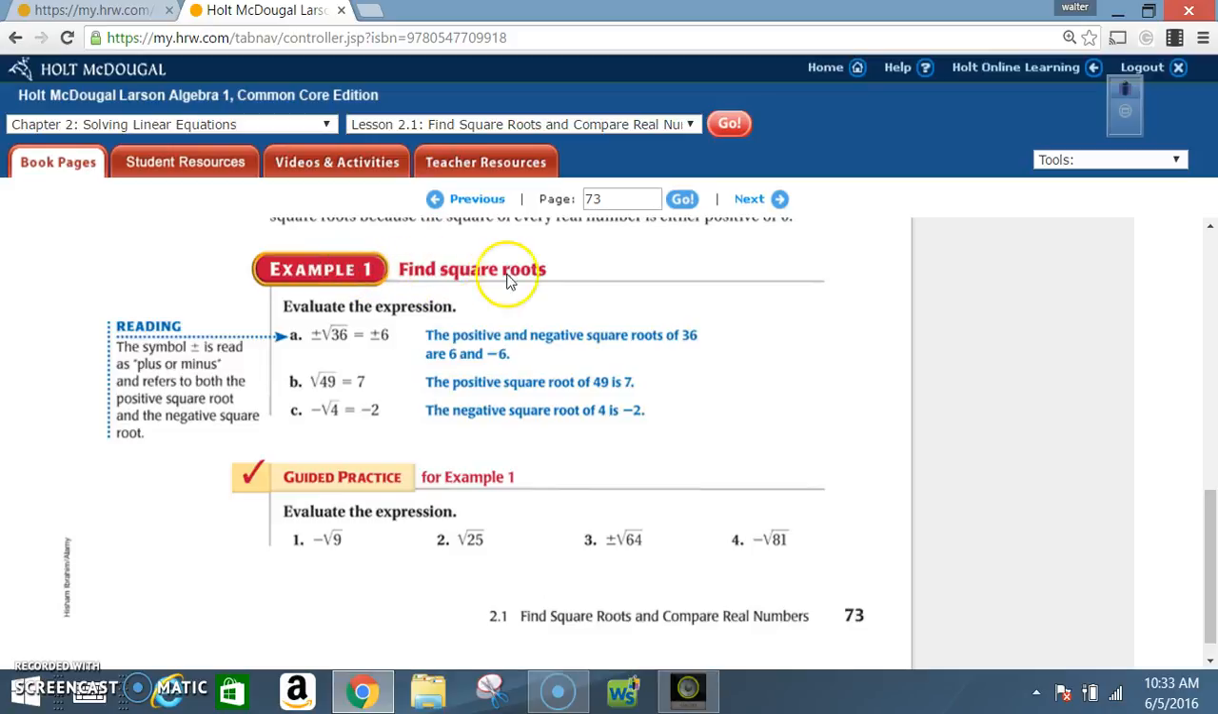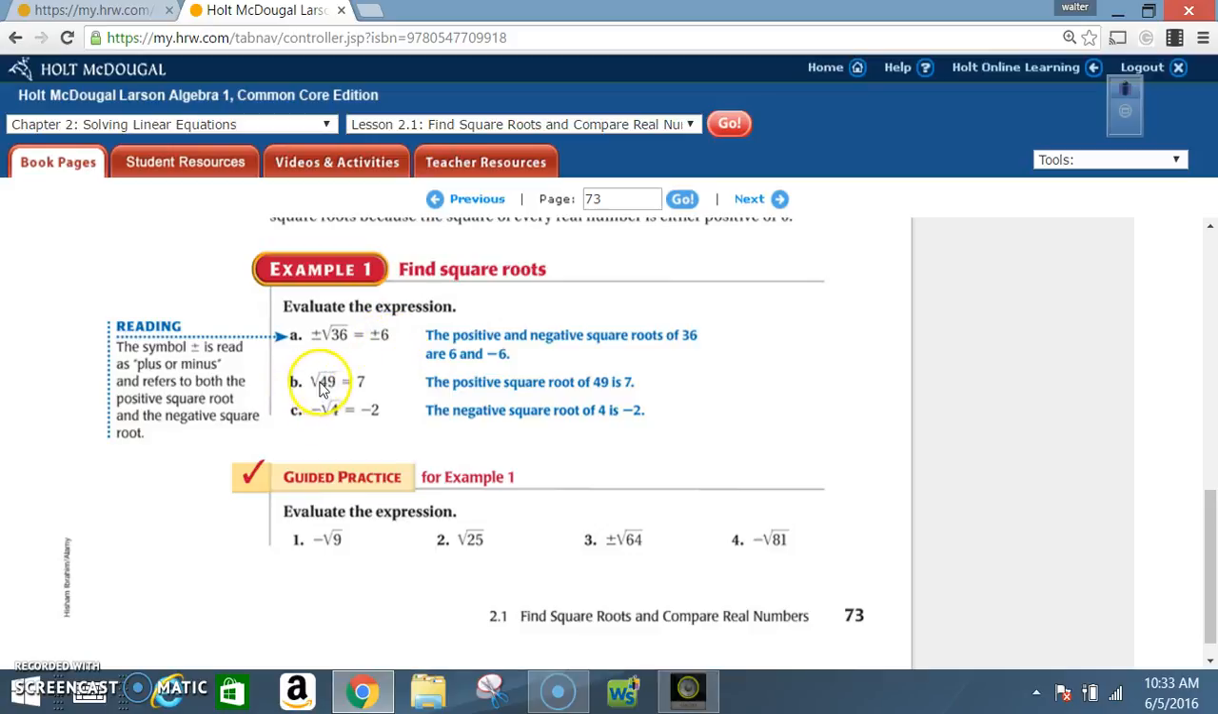Example 1. Find square roots. Evaluate the expression. A. Plus or minus, that's how that symbol is read, the square root of 36. The positive and negative square roots of 36 are 6 and negative 6. In other words, 6 times 6 is 36, and negative 6 times negative 6 is also 36.